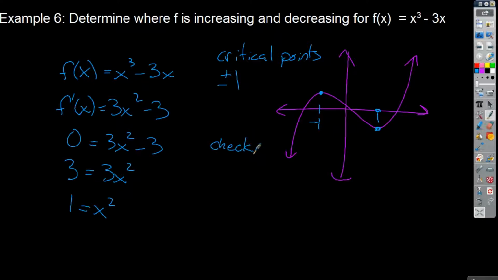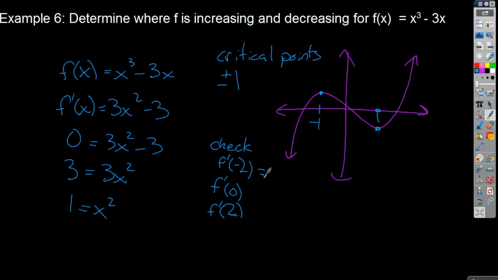We want to check the slope, so I am going to check f prime. We're going to check f prime of negative 2. I'm going to check f prime of 0. And I'm going to check f prime of 2. I'm picking those points just so I can see that the sign is going to be the same along that whole path, or on that whole side of the critical point.